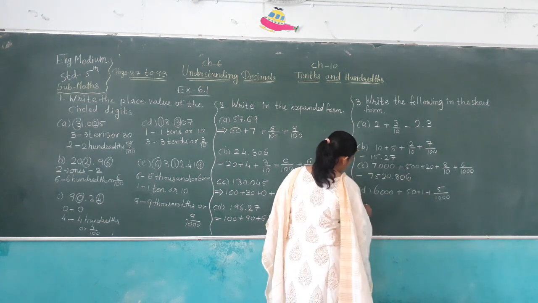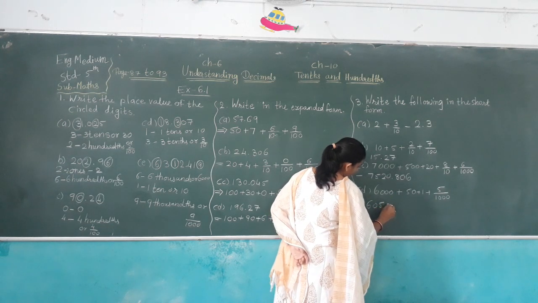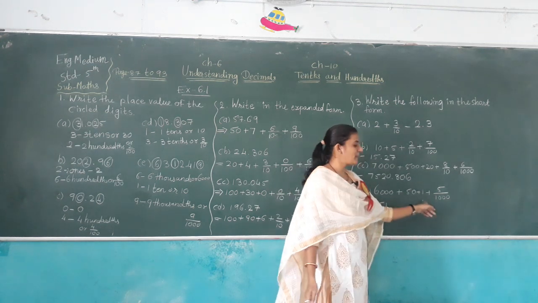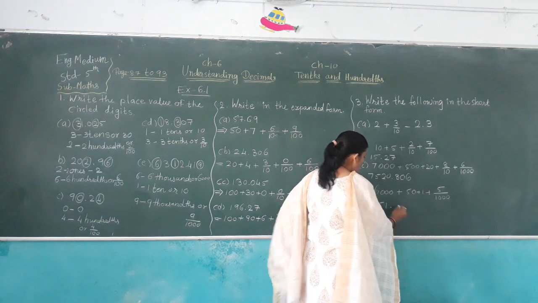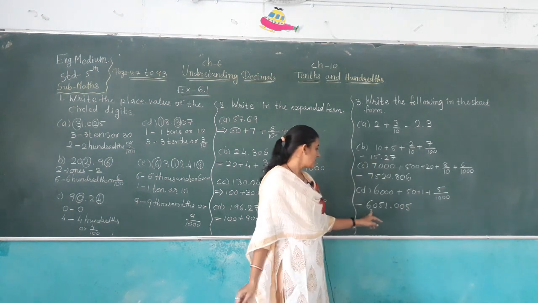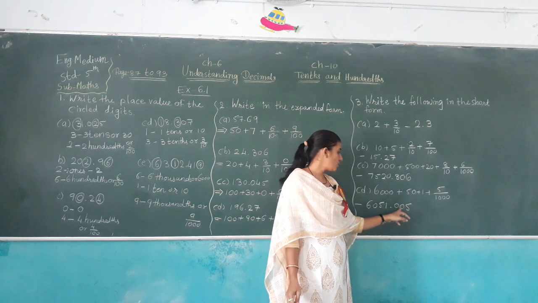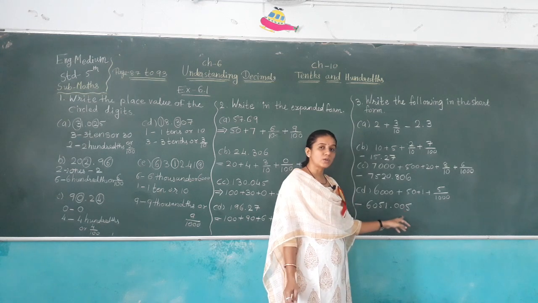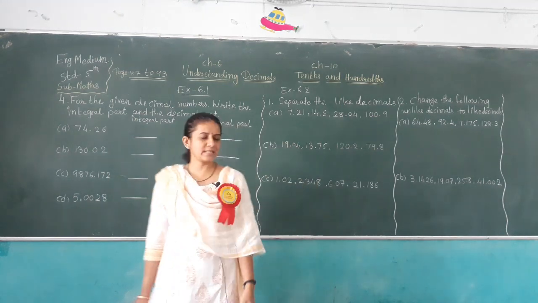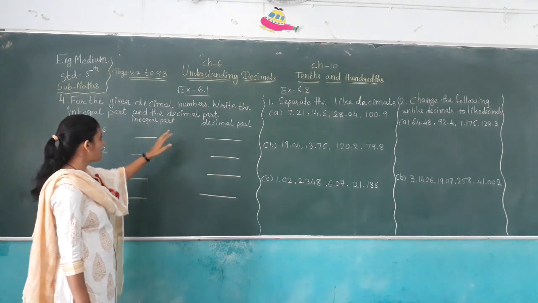806. Last one, 6051 point. Here no tens place, no hundred place, so keep 0, 0, 5. So it is read as 6051.005.